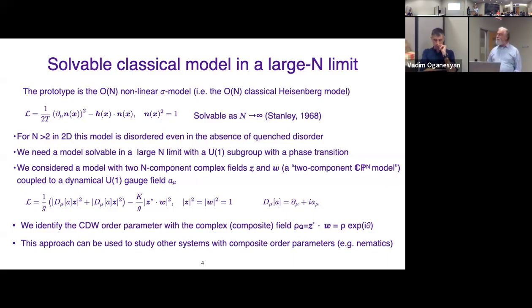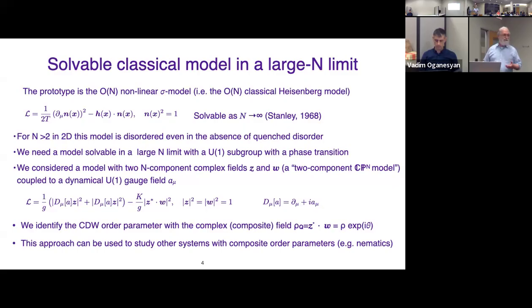The relation between the spherical model and this field is no problem. For n greater than 2, this model is disordered even in the absence of quenched disorder. There's long range order above 2 dimensions, but not in 2 dimensions in this case. Even though this model lets you do a number of things, the problem is that this has a real field.